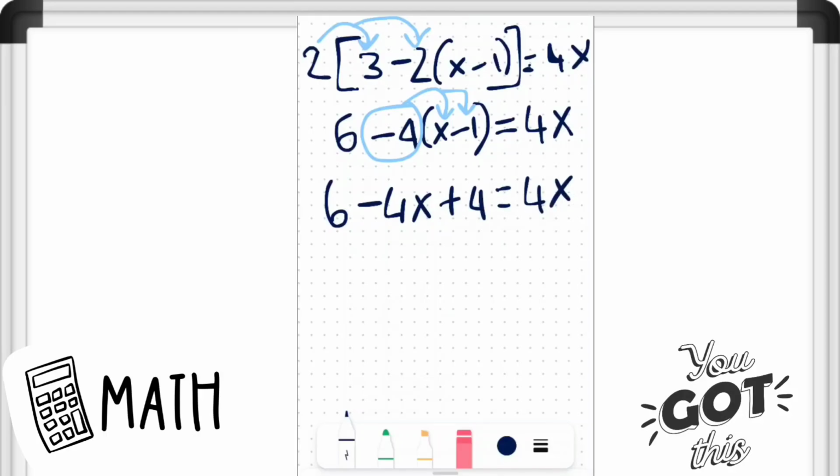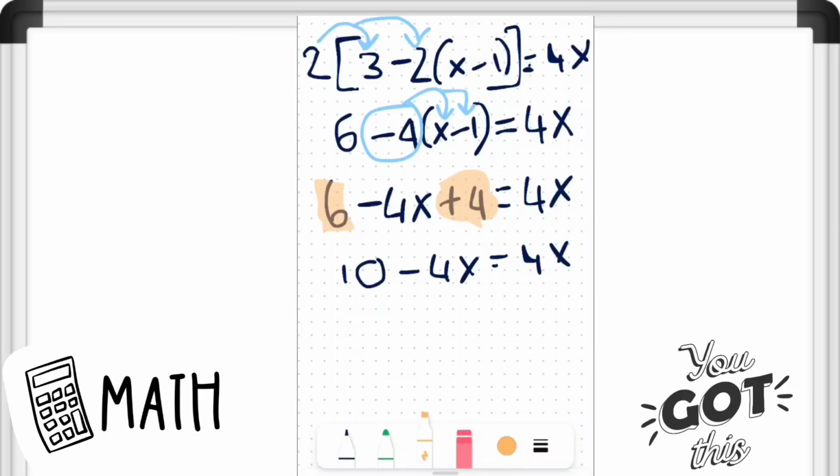Okay, now we have removed all our brackets. Now we start again with BEDMAS from the bottom up, so we are going to be putting like terms together. Now, you can sort out the left side and then sort out the right side however you want. So here I have 6 plus 4, which gives me 10 minus 4x. And that is equal to 4x.